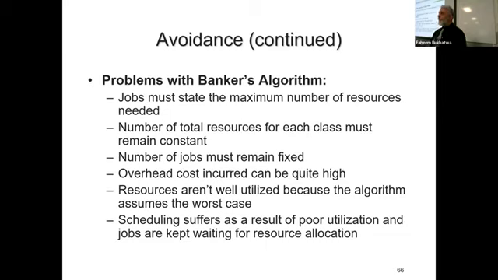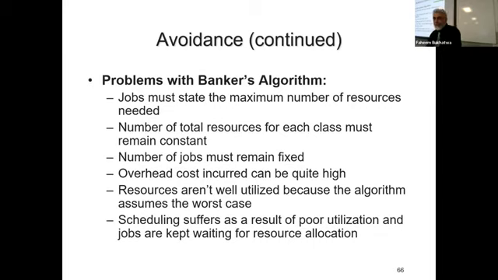Like if we start working with 10 processes and we have a number of resources, we cannot change while we're dealing with those processes and resources. If another process starts, we have to start calculation anew. So it's not really a very flexible way of doing calculations. And the number of jobs must remain fixed. If another job comes in, we'll have to recalculate.